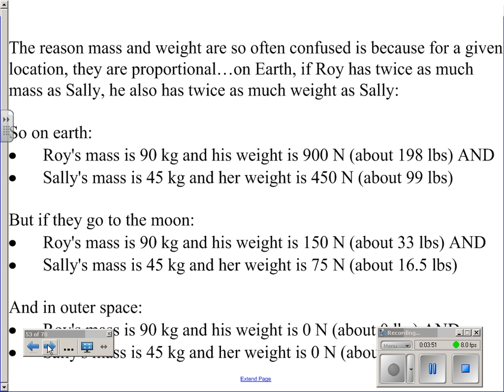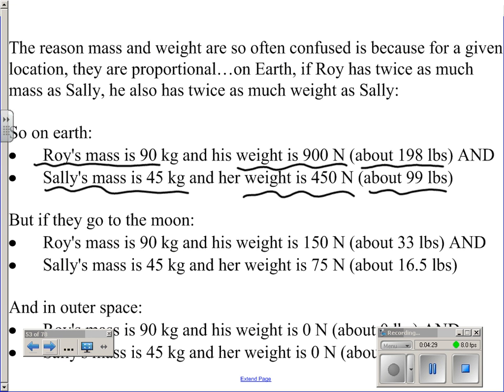Here's where this gets a little bit confusing. The reason that mass and weight are so often confused is that for a given location, in other words, Earth, for example, they're proportional. On Earth, if Roy has twice as much mass as Sally, he also has twice as much weight as Sally. So on Earth, for example, if Roy's mass is 90 kilograms and Sally's mass is 45 kilograms, we're going to learn why in a minute, it turns out that Roy's weight is 900 newtons, which is about the same as 198 pounds, and her weight is 450 newtons, about 99 pounds.